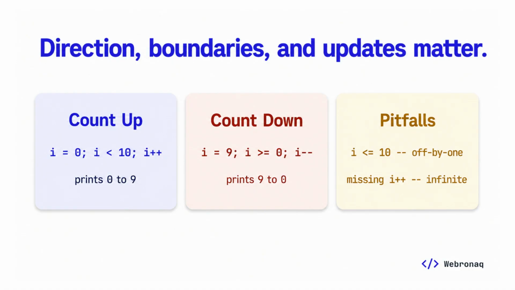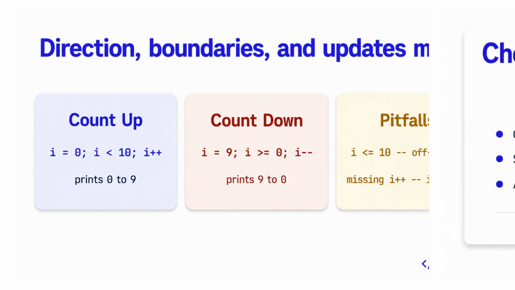2 pitfalls show up constantly. First, off-by-1 errors. Writing i <= 10 instead of i < 10 gives you 11 iterations when you wanted 10. Second, infinite loops. If you forget to increment i inside a while loop body, the condition never becomes false and the loop runs forever. Both mistakes come from losing track of the counter's 3 roles. Keep those roles clear, and most loop bugs disappear.